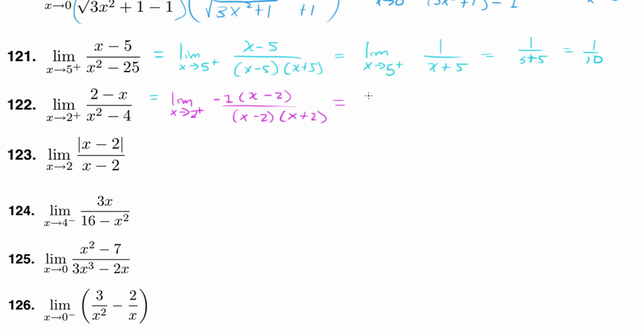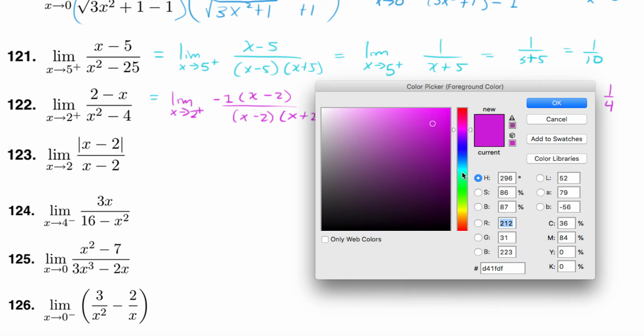Okay, we can get rid of those terms. So now we have the limit as x approaches 2 from the right of negative 1 over x plus 2. You plug in 2, you get negative 1 over 2 plus 2, which is negative 1/4. Now here it is important to notice the absolute values.